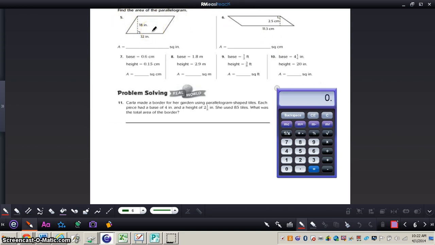And when you press play, I will have the answers for you. So pause the video now. Okay, so here are the two answers, 576 square inches and 2,500 square centimeters. Now let's take a look at number 7.